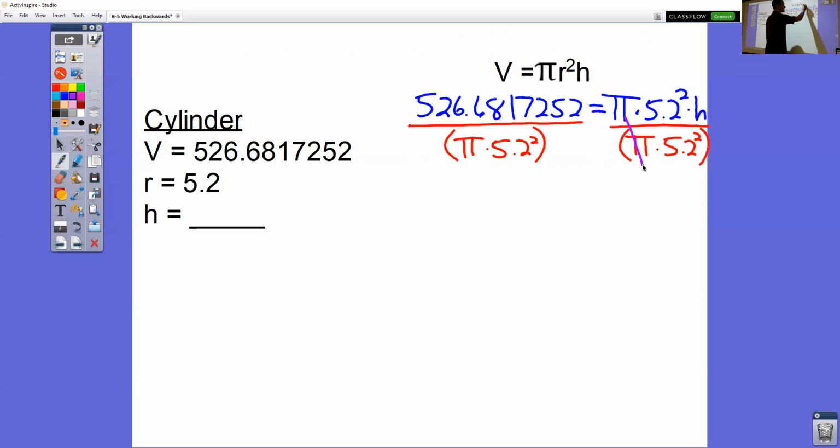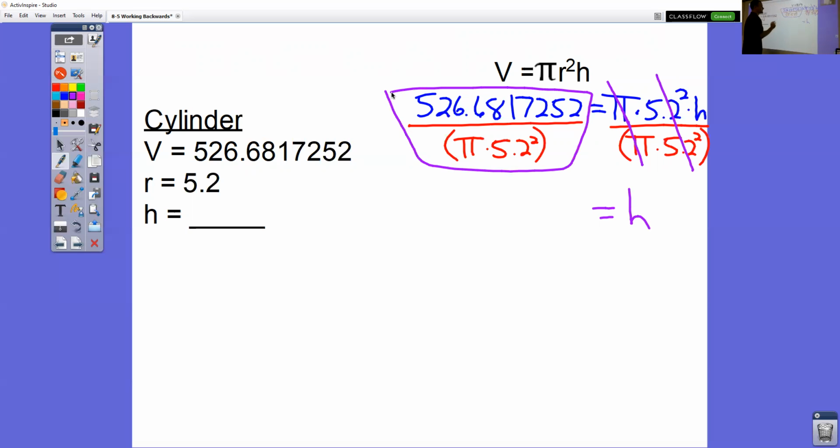Therefore, these pi's cancel out. These 5.2 squareds cancel out. All we're left with on the right-hand side is an equals h. You're going to type this directly into the calculator, exactly how it says. 526.6817252 divided by parentheses pi times 5.2 squared, and close your parentheses. So when you do that, you get an answer of 6.2.